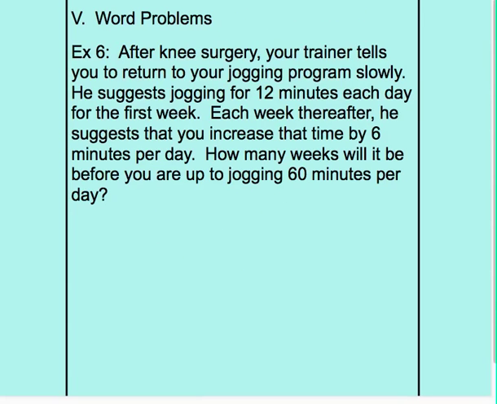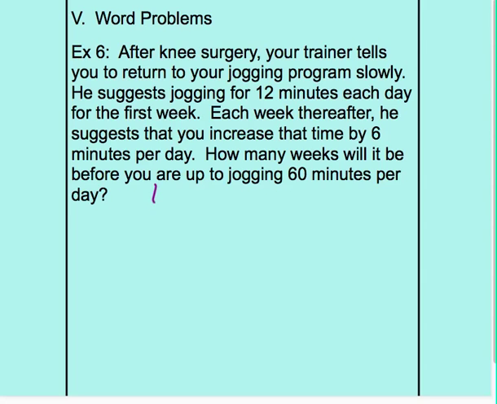Last example wouldn't be complete without a word problem. So we have knee surgery. We start jogging slowly to return to health, and at first we're only jogging 12 minutes a day. Each week after that, we increase by 6 minutes per day. So this is arithmetic. Our common difference is 6. And we want to know how many weeks before we're jogging 60 minutes.